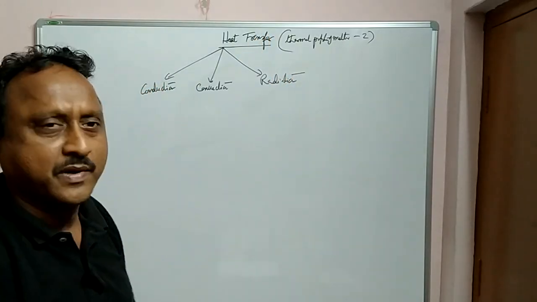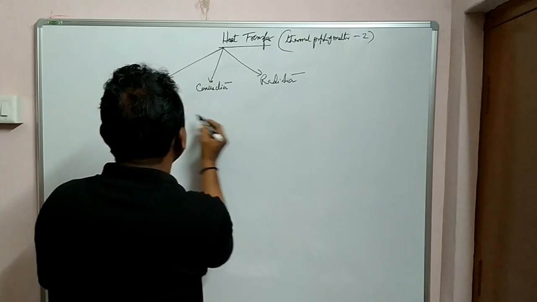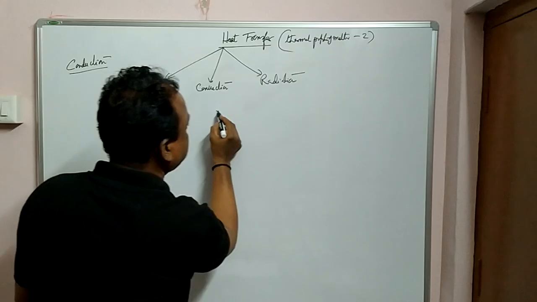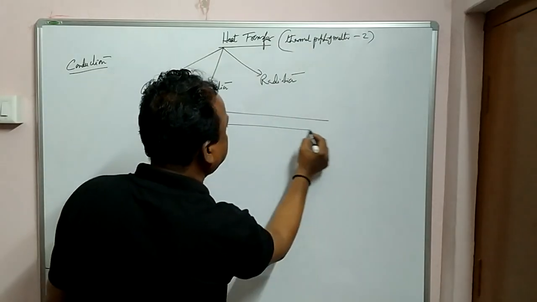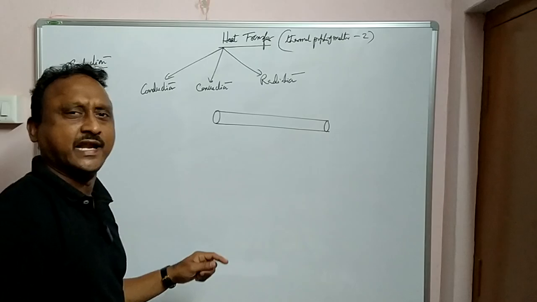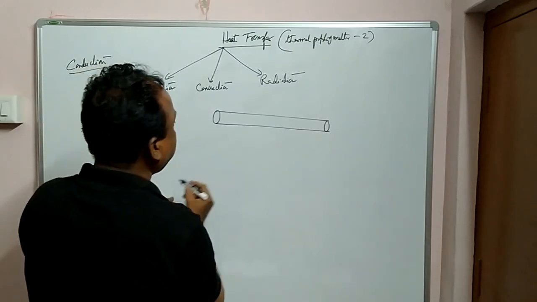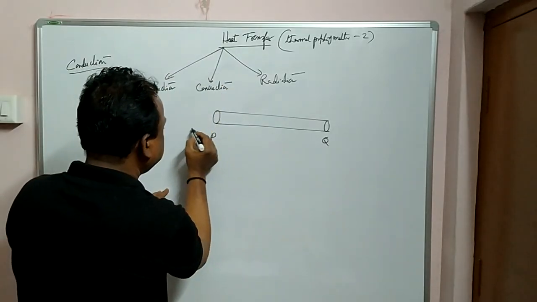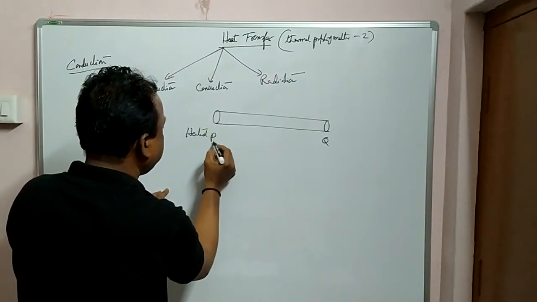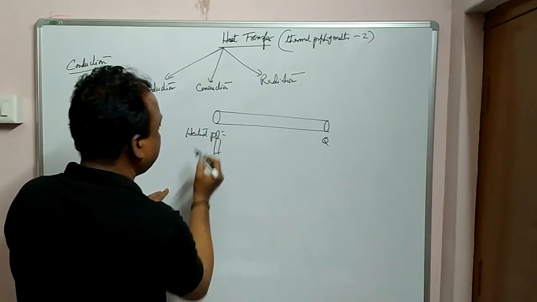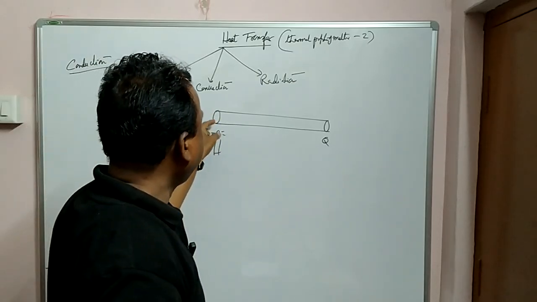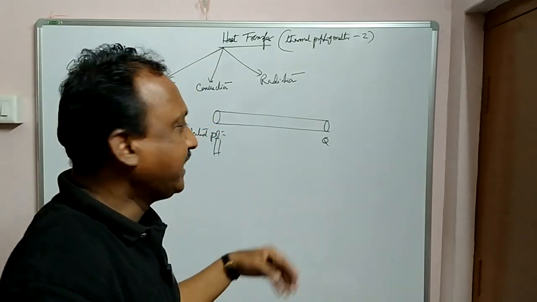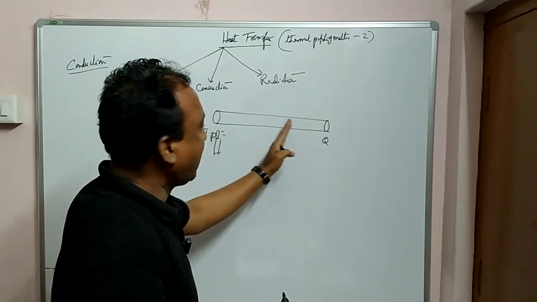Now first of all, let us see what is meant by the conduction method. In the conduction method, suppose you take a metal rod, because we all know all metals are very good conductors of heat and electricity. So if you take a metal rod, this is the P end and this is the Q end. Suppose this end is heated, for example. Now what happens? When one end is heated, the molecules, the particles, will be vibrating. The heat developed is transferred gradually to the other end.